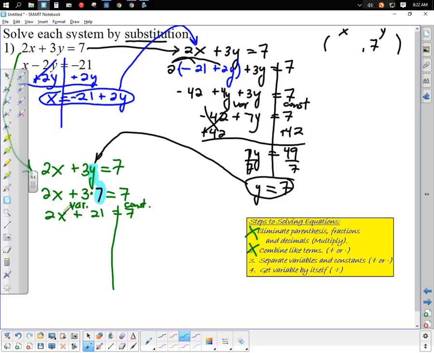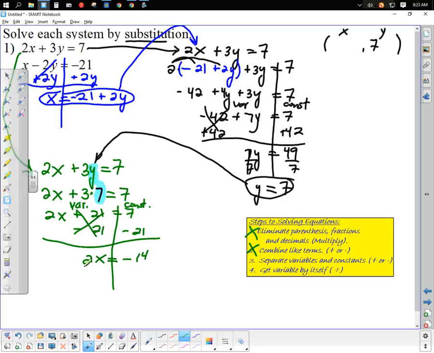Variable means letters. So both of these have a letter. Get rid of 21 because it doesn't have a letter. Minus 21 on the other side. Now because these are opposites, these will cancel. So you have 2x is equal to 7 minus 21, which will give you negative 14. Variable means letters. It's a letter. Constant means numbers. He has a number.